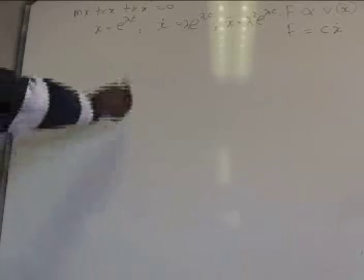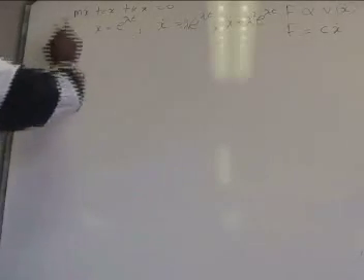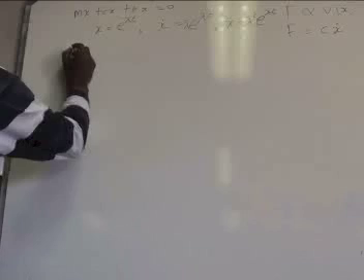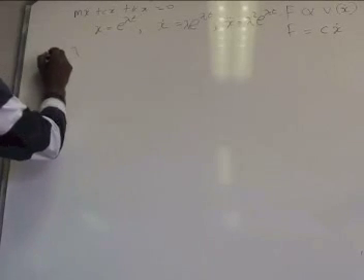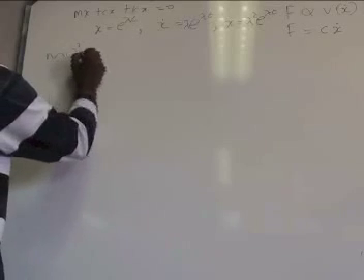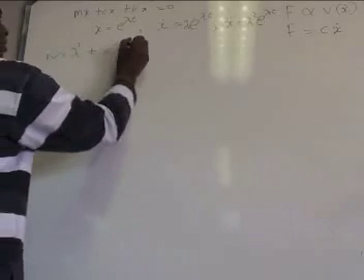And if we now substitute into our expression, then we are going to have m lambda squared plus c lambda plus k.